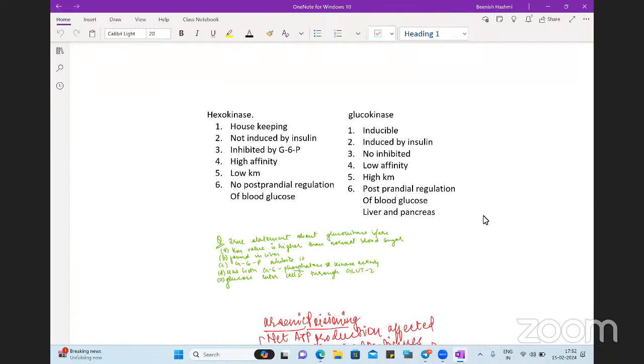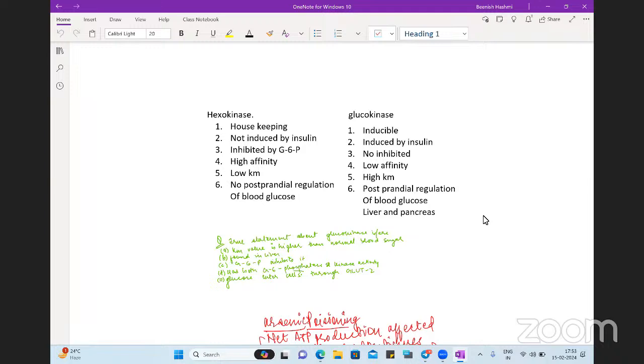Now, hexokinase was a housekeeping enzyme. It is active all the time. And I said glucokinase is inducible, present in your liver and pancreas. So when there's a lot of glucose influx, to overcome that, glucokinase gets induced by insulin, because glucokinase has a higher Vmax as compared to hexokinase.